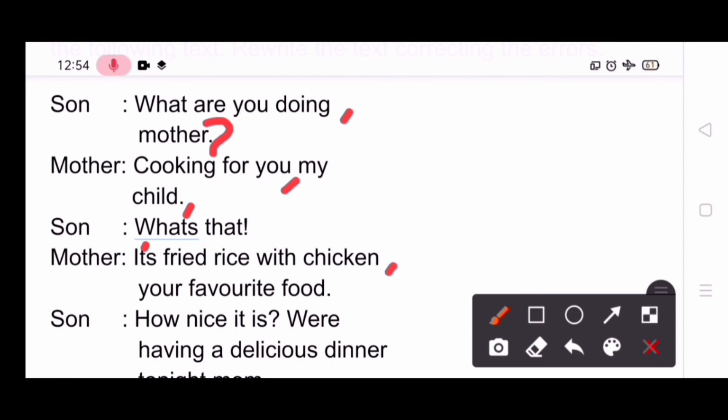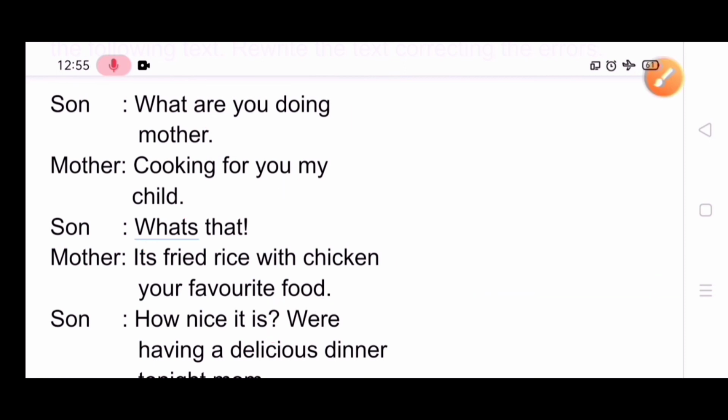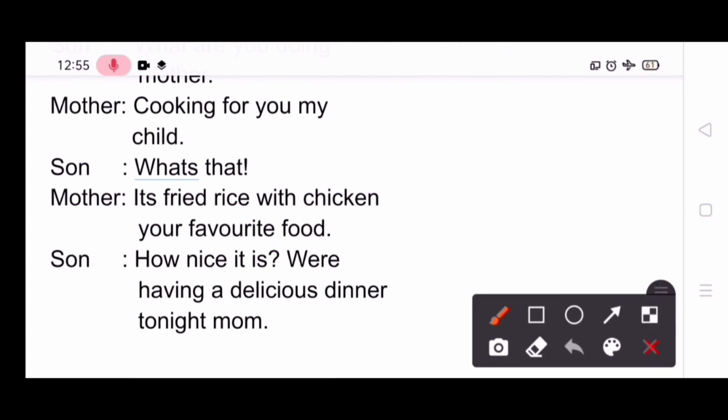Okay, it's okay. Then the son says, "How nice it is!" So "how nice it is," we need to use an exclamation mark. "How nice it is! We're having a delicious dinner." "We are" here needs an apostrophe. "We're having a delicious dinner tonight." We need to use a comma here. Then a full stop. So, learners, you have observed the use of punctuation and capitalization in two types of examples.